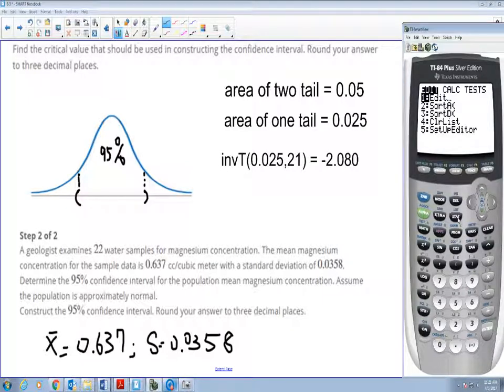Alright, so we go back to STAT, TESTS. This time we don't do the z interval, because my critical value is a t value, so we will do number 8, T Interval. My sample mean is 0.637, enter. Sample standard deviation 0.0358, enter. My sample size was 22, enter. My C level is 0.95. Calculate.